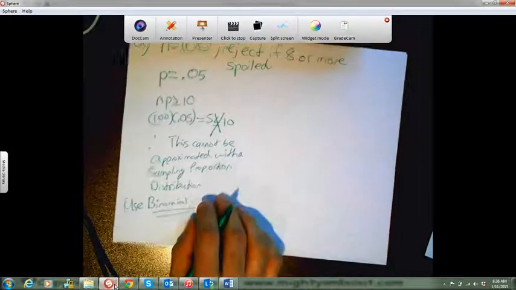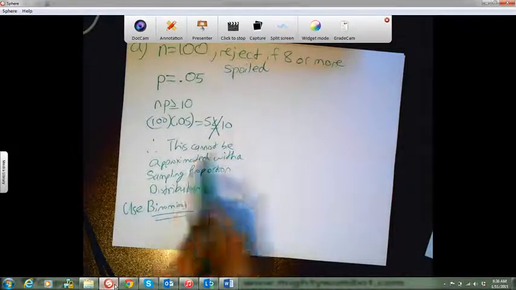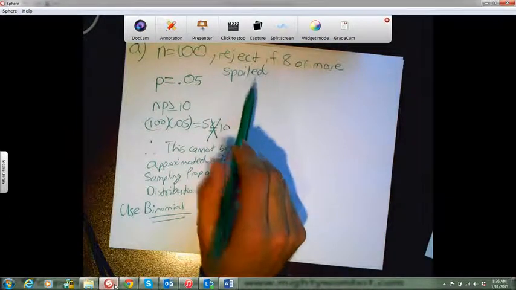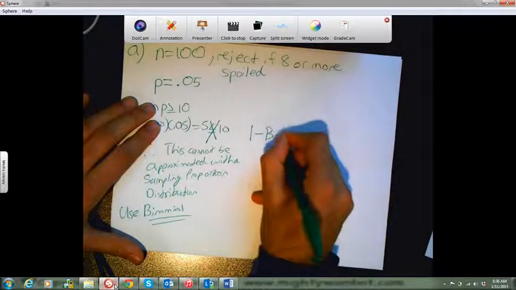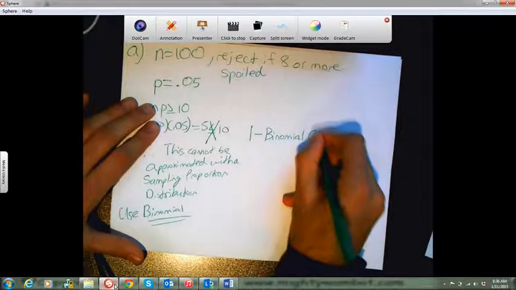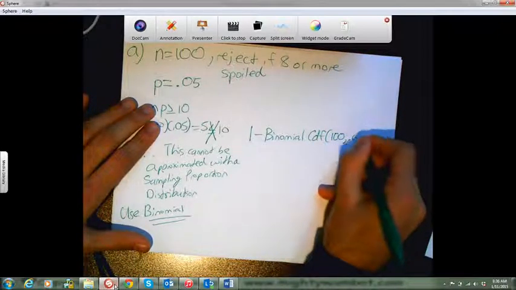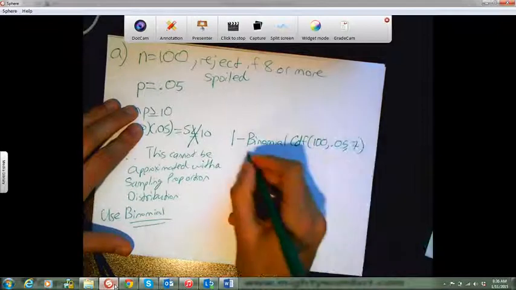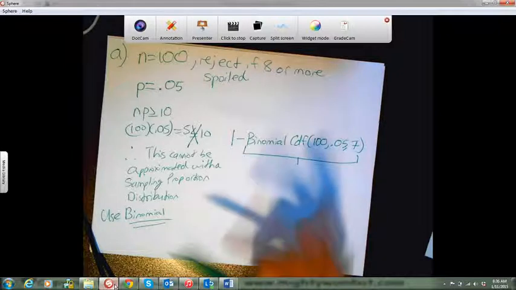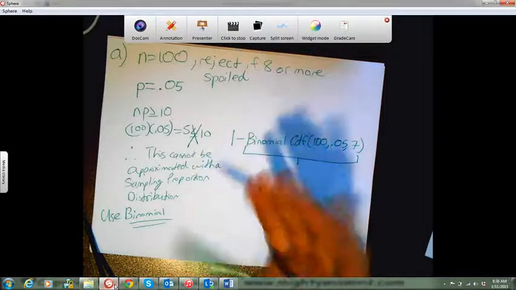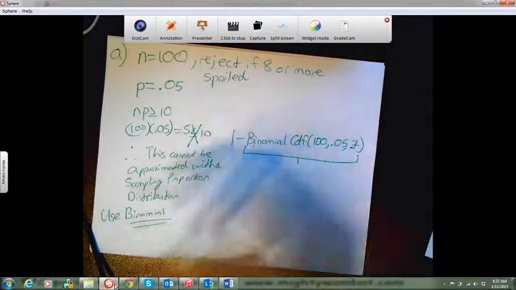The process is the same. We just had to check the condition. So now the question is, we want to reject if 8 or more are spoiled. So in other words, we want to do 1 minus binomial CDF of 100. That's the N. 0.05 is the P. 7. Because remember, this number right here tells us the probability that 1 is spoiled, or 2, or 3, or 4, or 5, or 6, or 7. If you do 1 minus that, then you have the probability that 8 are spoiled, 9, 10, and so on and so on.